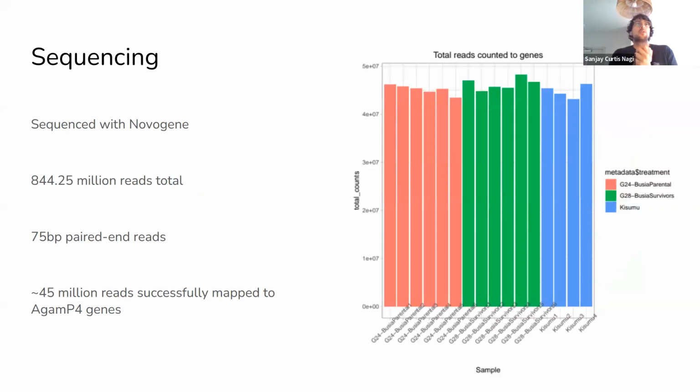So we performed sequencing with NovaGene, sequencing around 840 million reads in total. These libraries were sequenced to quite a high depth. Each biological replicate had around 45 million reads that were successfully mapped to the pest reference genome. And we also used 75 base paired-end reads, which seems pretty much standard for RNA sequencing at the minute.